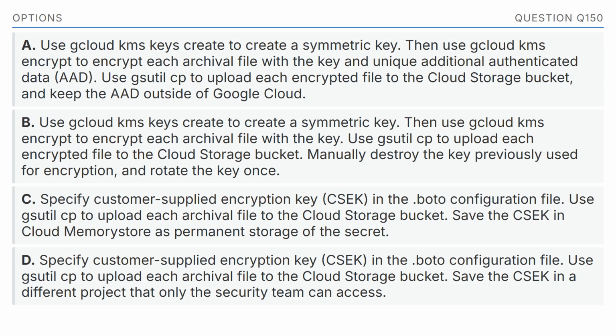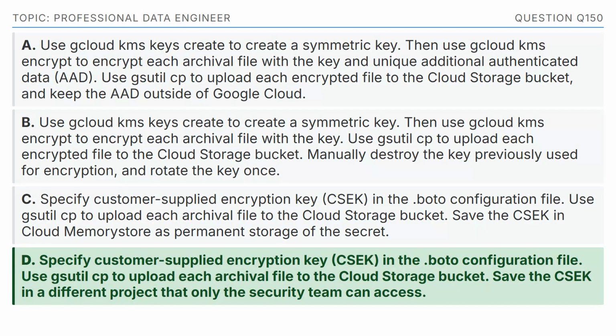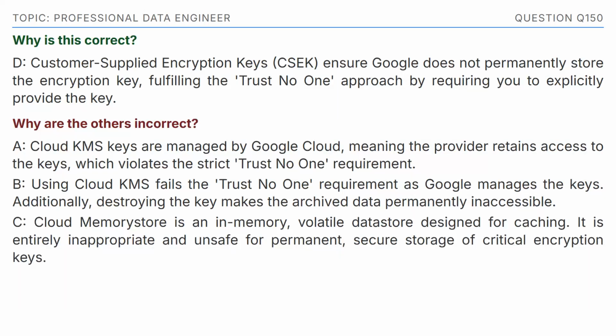To arrive at the correct answer, we focus on the keywords: archive data in Cloud Storage, trust no one, prevent the cloud provider staff from decrypting your data. The correct answer is option D, specify a customer-supplied encryption key, CSEK, in the .boto configuration file. Use gsutil cp to upload each archival file to the Cloud Storage bucket. Save the CSEK in a different project that only the security team can access. Why is this correct? D. Customer-supplied encryption keys, CSEK, ensure Google does not permanently store the encryption key, fulfilling the trust no one approach by requiring you to explicitly provide the key.